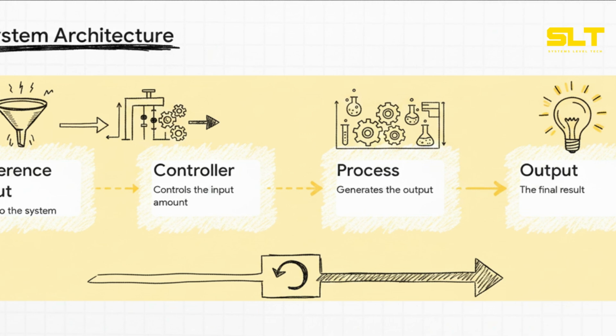This is where the heavy lifting happens. The regulated input is processed here to finally generate step 4, the output. So input to controller, controller to process, process to output. That flow right there, that's your fundamental backbone of control systems.